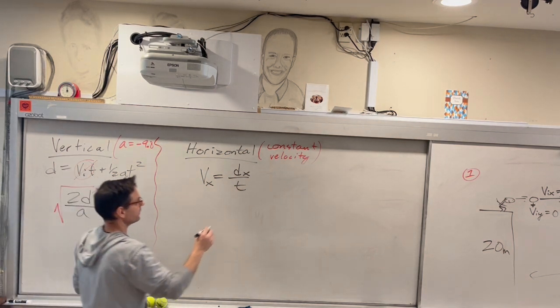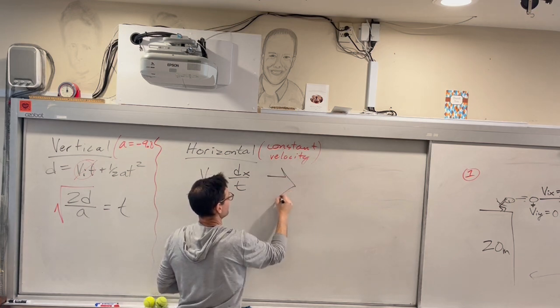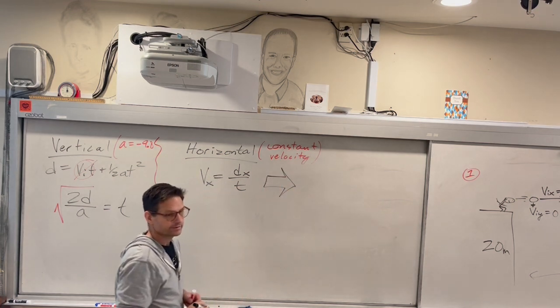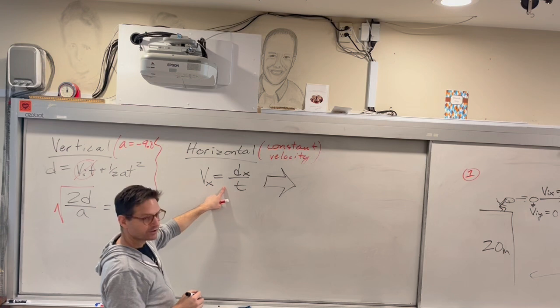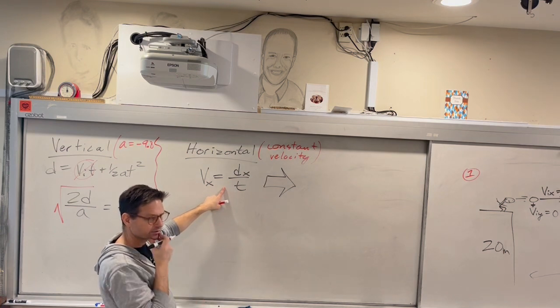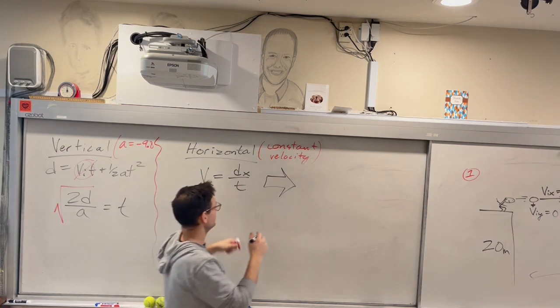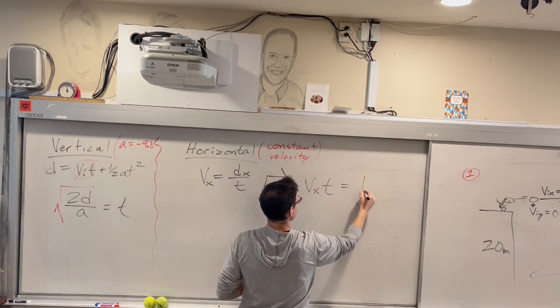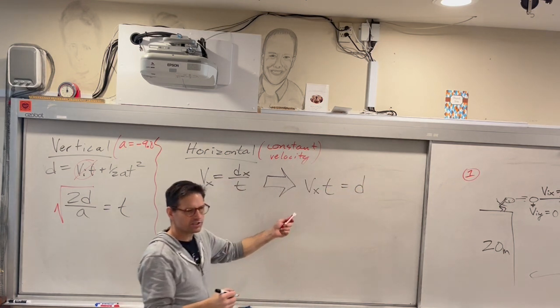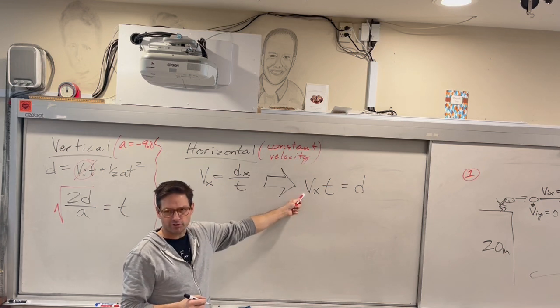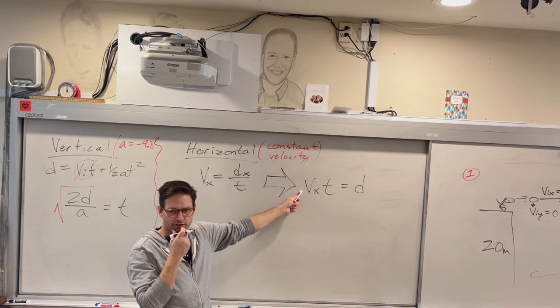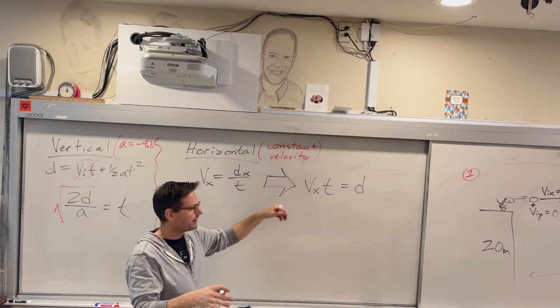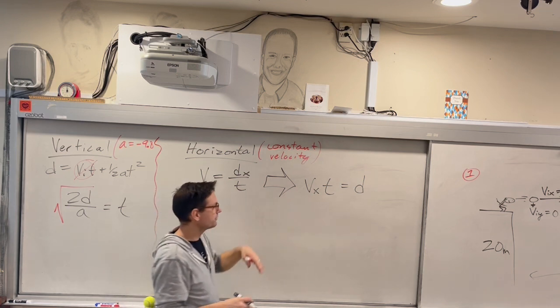So if we solve that, Jack, do you know how to solve this for d? Yes, d equals v times t. And now which velocity are we going to use though? Is it 0 or is it 25? 25. This time we're going to use 25 because now we're looking on the flat.